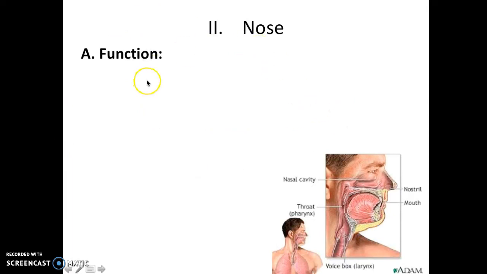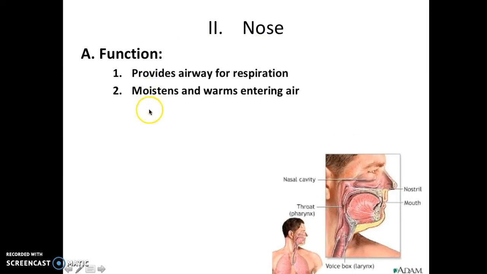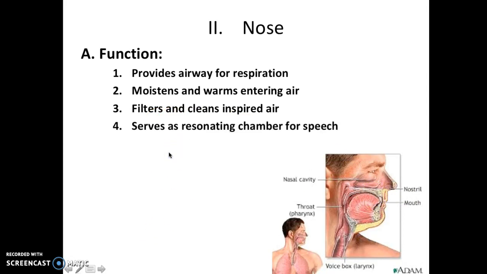The first one is our nose. The nose provides an airway for respiration and moistens and warms entering air. We want it to be a certain temperature, otherwise your body will be out of homeostasis. It also filters and cleans inspired air. You have bacteria that's in there. It serves as a chamber for speech. It houses the olfactory receptors, so it has to do with smell, which is going more into digestion, but it also has that function here. Okay, so those are the five functions of the nose.